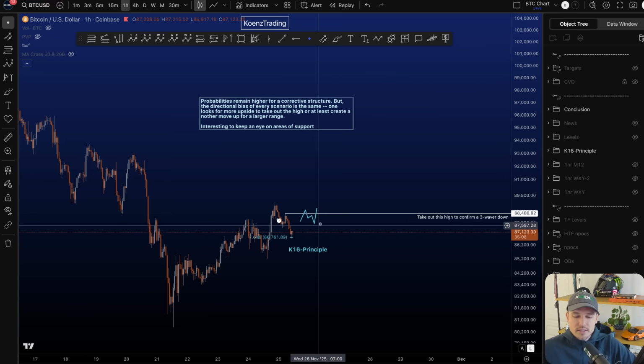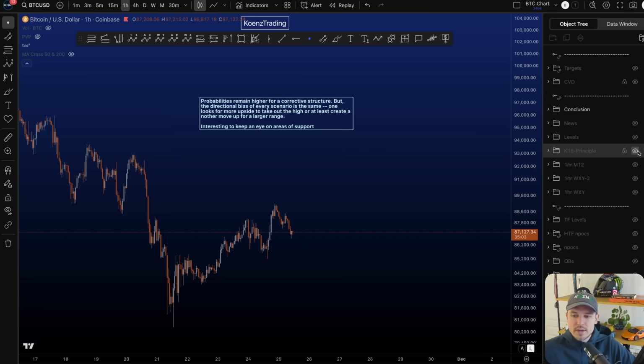So the directional bias is the same. Now keep an eye on the K16 principle locally, can be interesting for sure if price moves up and takes out 88.4K, and then that's basically it for today's update.